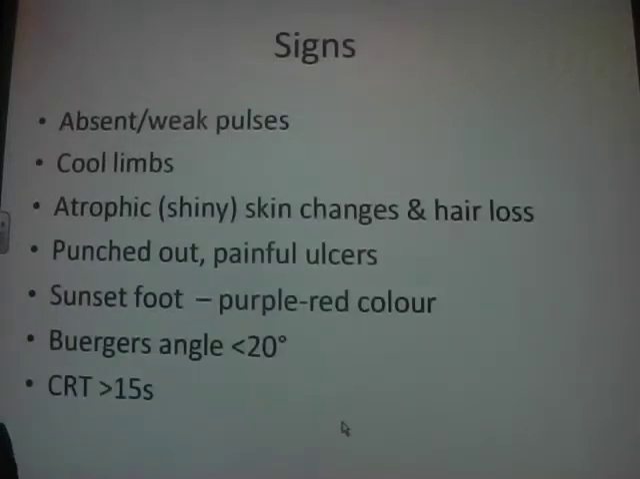So your typical chronic limb, it's your vascular arterial exam. So they'll have absent or weak pulses. You do it from top down: cool limbs, and then atrophic skin changes and hair loss, punched out painful ulcers, and sunset foot with purple red colour. Do you know why you get the sunset foot and when it happens? It's related to the next point. Is it hemosiderin? No. It's Buerger's. Do you know Buerger's angle, or when it happens? I'm sorry?